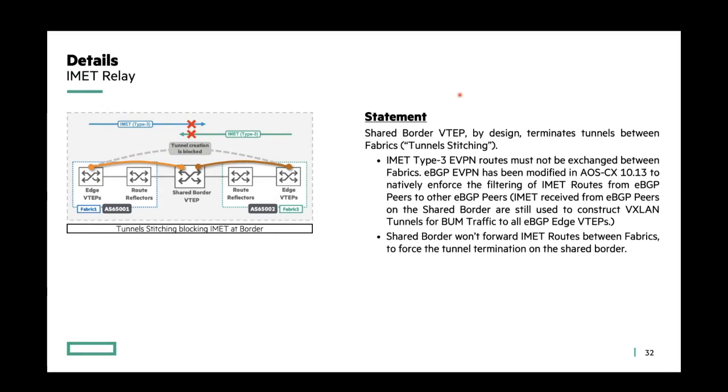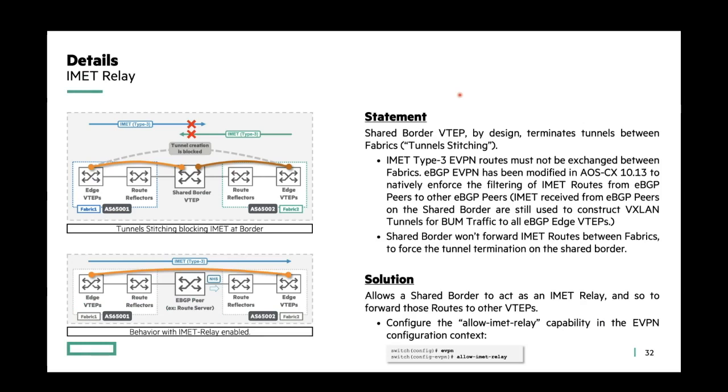Okay, so in addition to broadcast groups, there is another key point brought by AOS-CX 10.13, which is IMET relay. In order for a child border to automatically terminate the tunnels between fabrics, the BGP VPN behavior has been modified in AOS-CX 10.13. It means that IMET type 3 routes are now automatically and natively dropped by the border. But this could cause issues when the border is not used as a VTEP, but just as a route server, as it must relay the IMET routes between the VTEPs.